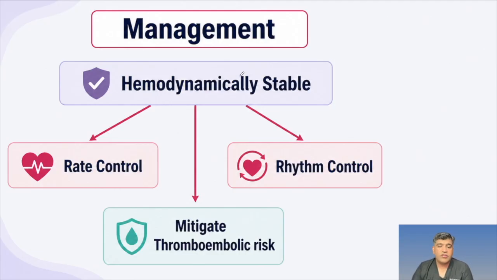Now the management of hemodynamically stable patients. We have three things to do. One, we have to control the rate. As we saw earlier, an irregular fast rate is a hallmark of AF. Two, we have to control the rhythm. We have to get back the sinus rhythm. And three, as we saw, stroke is an important complication of AF, so we have to mitigate the thromboembolic risk.